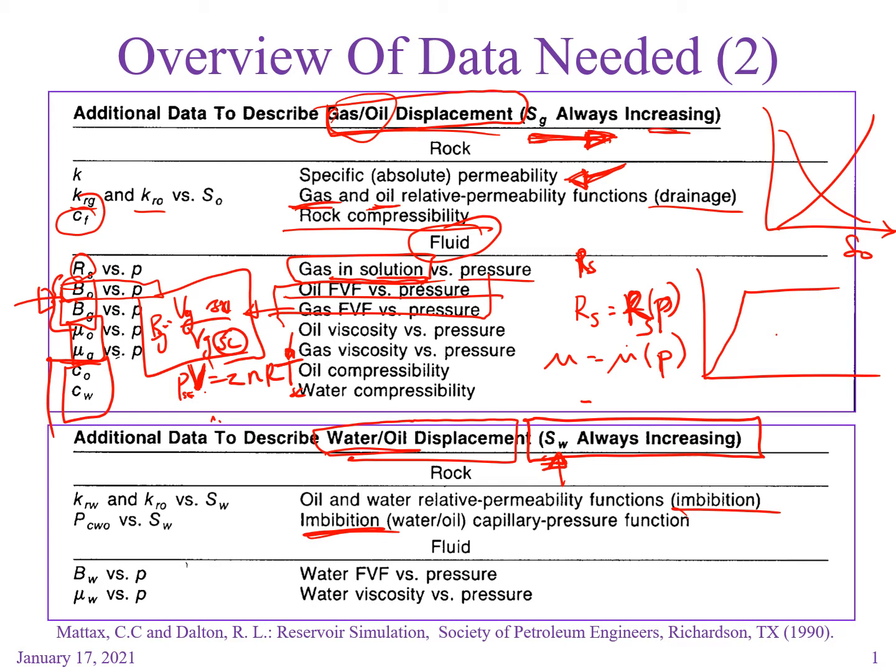So we have capillary pressure hysteresis. If this is your capillary pressure function, capillary pressure as a function of SW, with SW increasing this way, right? So if we're going down this way, we have imbibition.